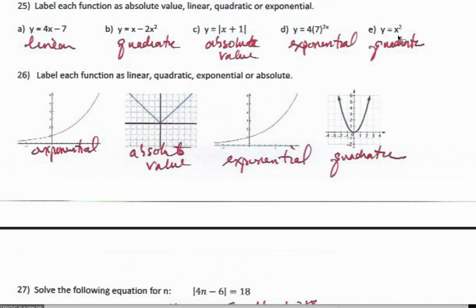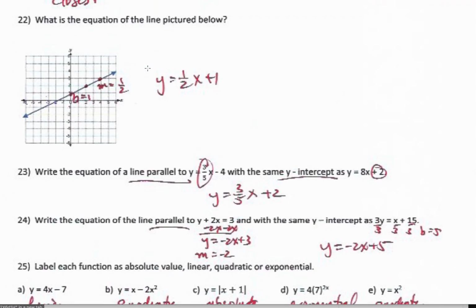Now, can you identify functions by looking at the graphs? Well, we know linear is a straight line, kind of like that, number 22.